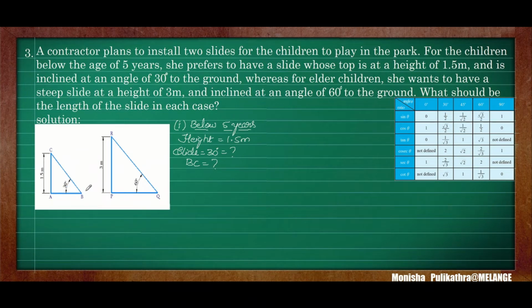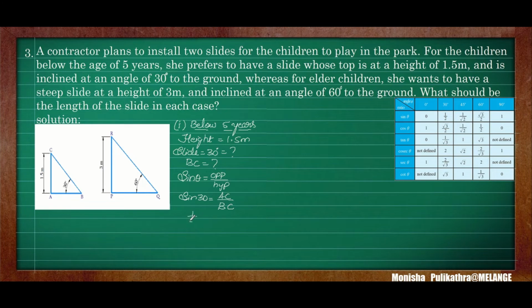We need to find the steep of the slide. Here the opposite side is given, the theta angle is given, and the hypotenuse we need to find out. So opposite by hypotenuse will be sine theta. So sine theta is equal to opposite by hypotenuse. The theta value is 30 degree, the opposite side is AC, and the hypotenuse is BC.